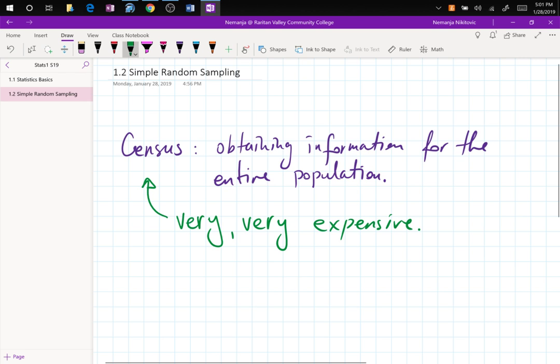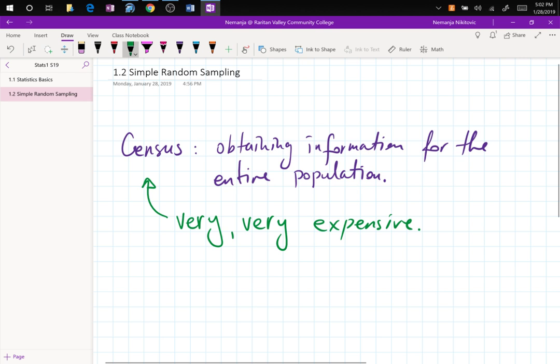So what is the better way? The better way is to survey the sample, the part of the population, and then use inferential statistics to draw conclusions about the population. The bigger the population, the bigger the sample should be. Smaller population, smaller sample. So there are certain rules that you need to use, and we'll learn some of those.